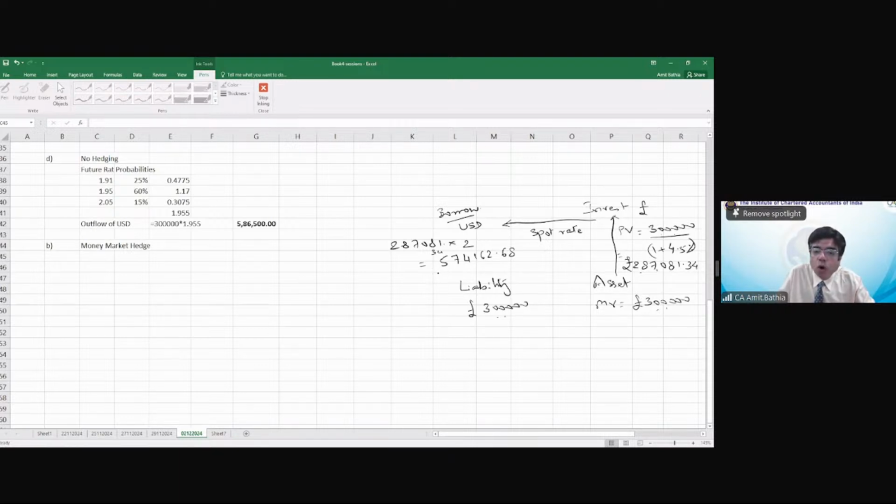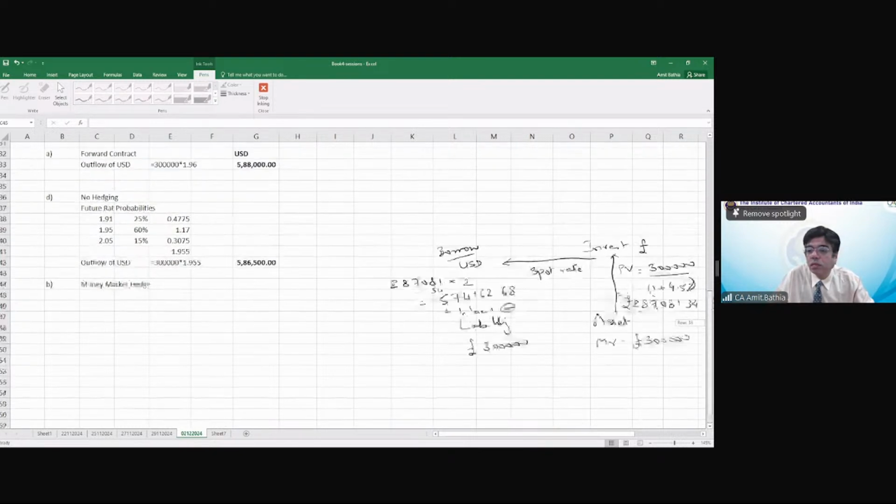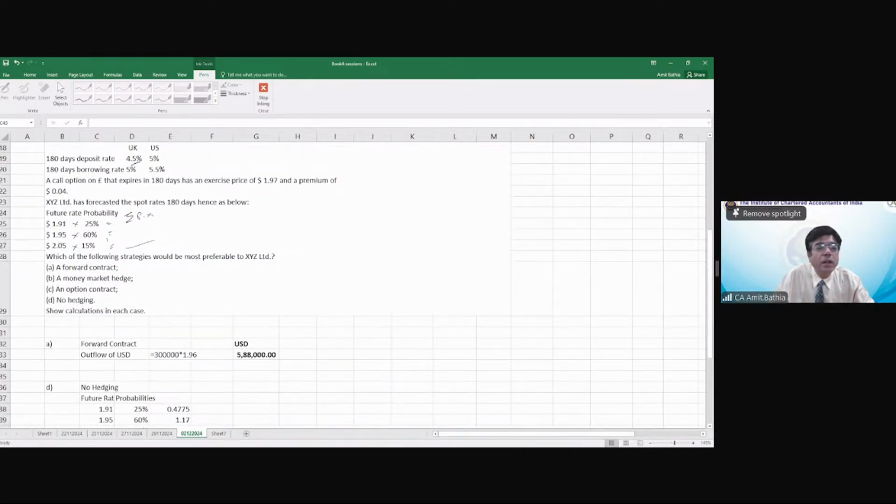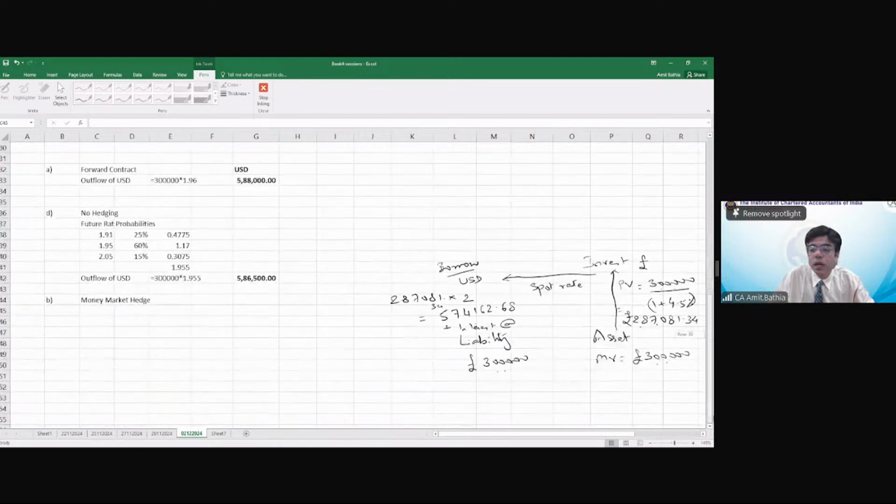Now, when I'm borrowing this, do I need to pay some interest on it? Yes. At what rate? Borrowing in USD happens at 5.5%. So I'll have to pay interest at the rate of 5.5%, right? So now I am going to have the outflow of 574,162.68 plus 5.5% interest. That will be my outflow on the money market hedge. So now let me put this over here in the working.